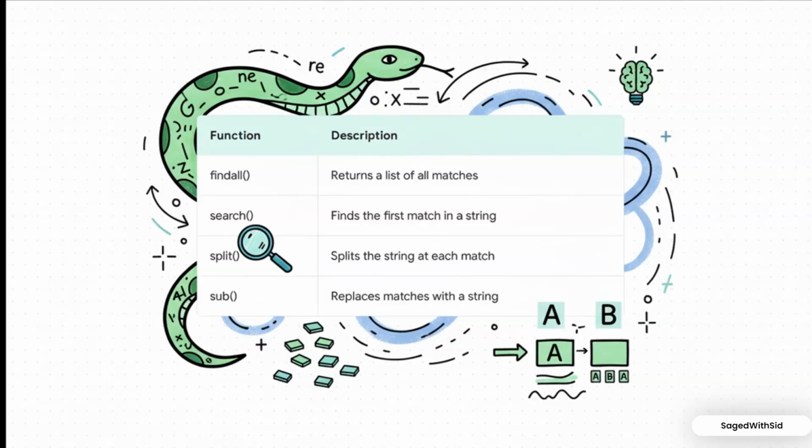For example, you could use findall to pull every single email address out of a huge document. Or you could use sub, which is short for substitute, to find every time a name is misspelled and correct it instantly. It's an unbelievably powerful tool.